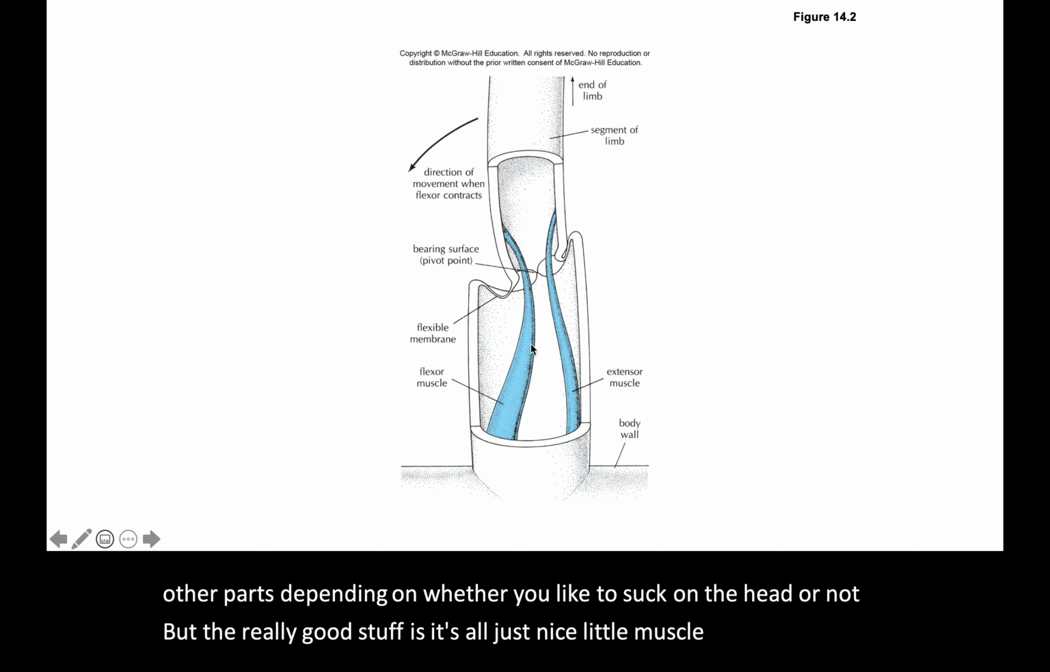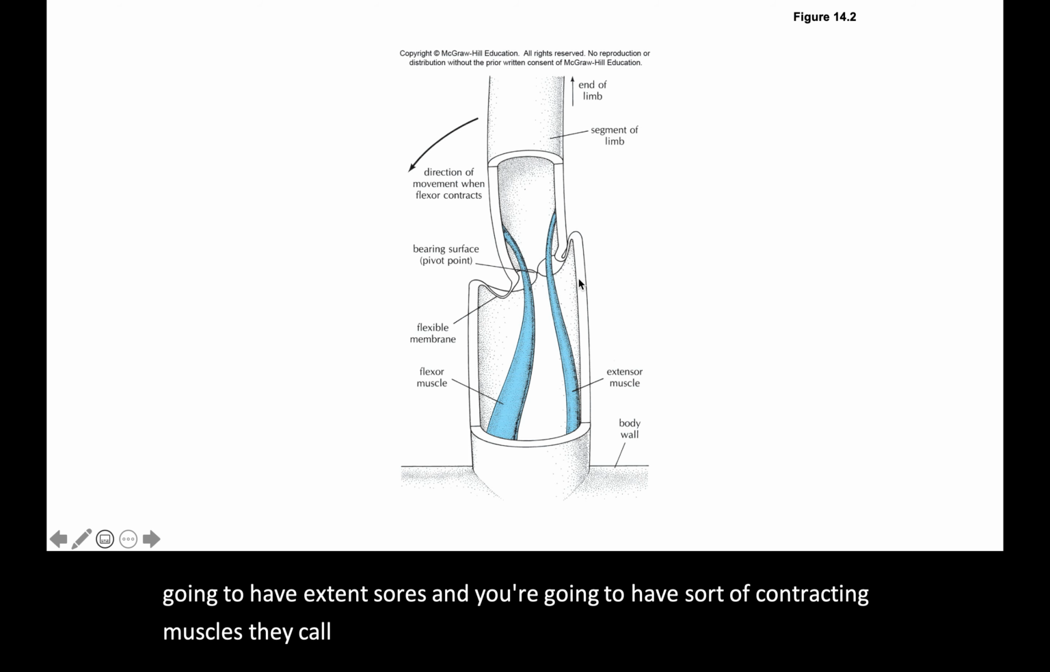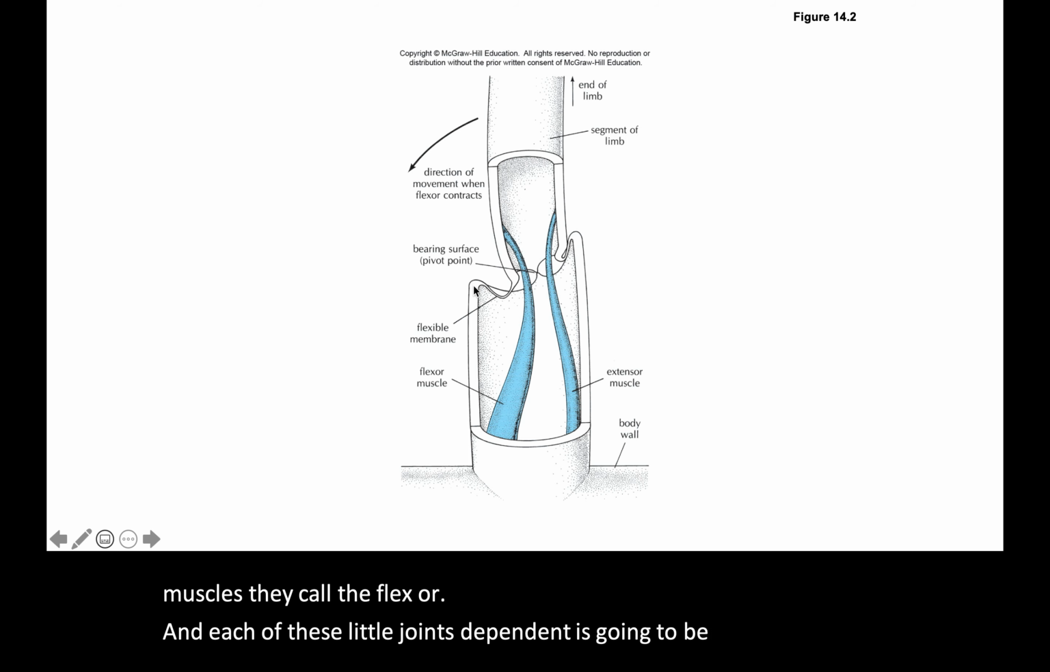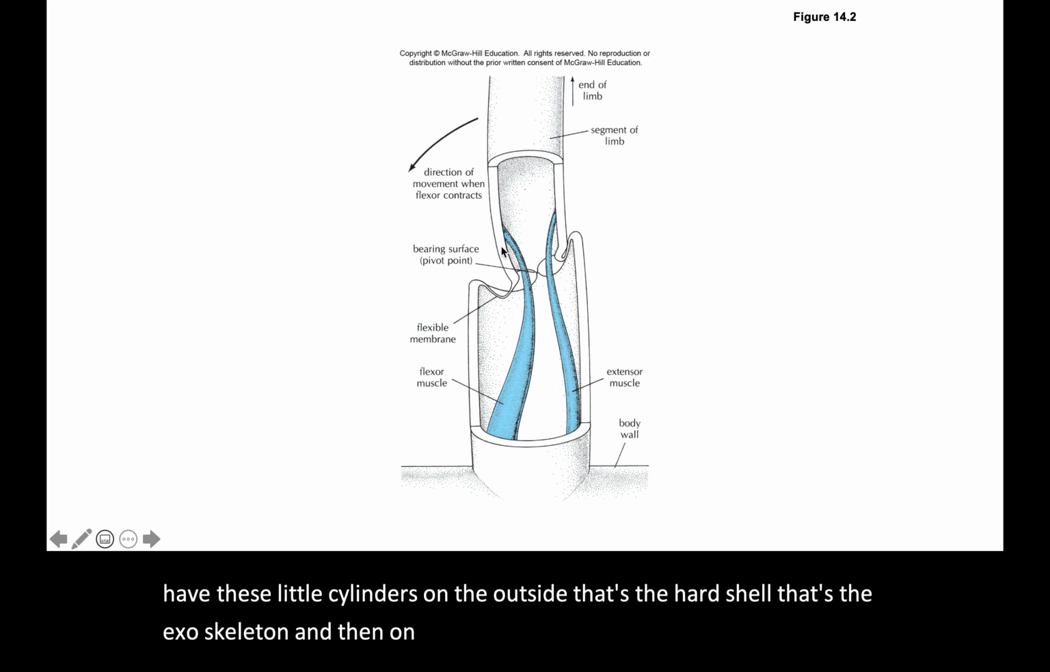And so you're going to have extensors and you're going to have sort of contracting muscles, they call it flexor. And each of those little jointed appendages is going to be set up like this. You'll have these little cylinders on the outside. That's the hard shell. That's the exoskeleton. And then on the inside, you'll have your muscles and joining it up.